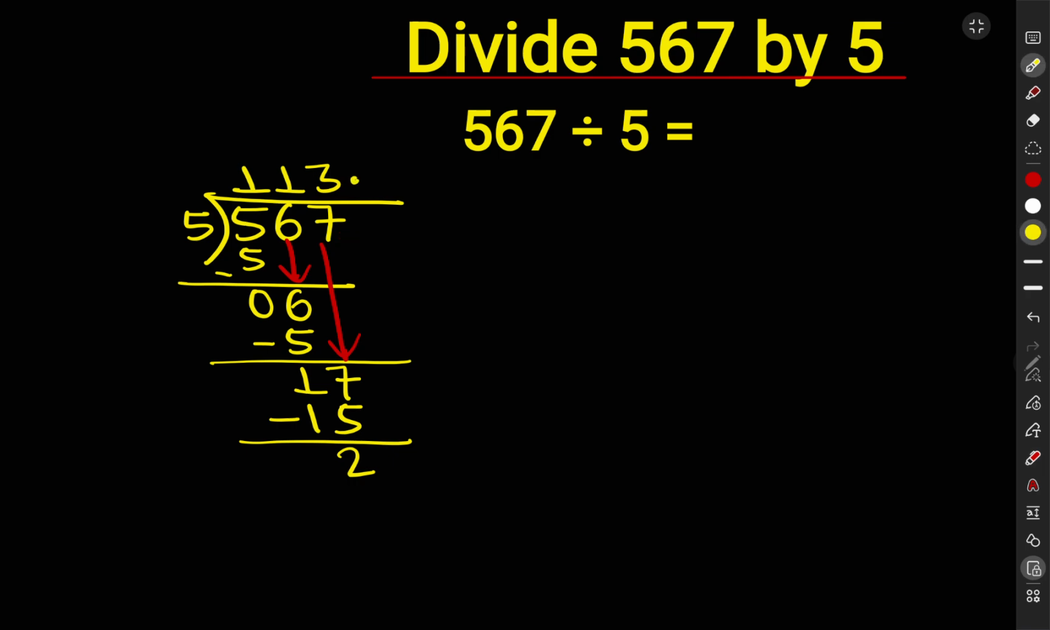So we take a decimal here so that we put 0. So it is 20 and 5 times 4 is 20. On subtracting, we get 0. So 567 divided by 5 is 113.4.